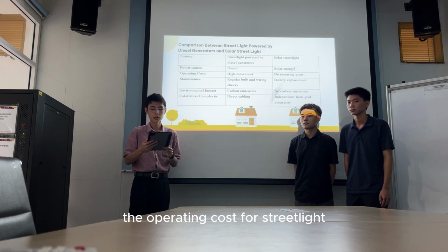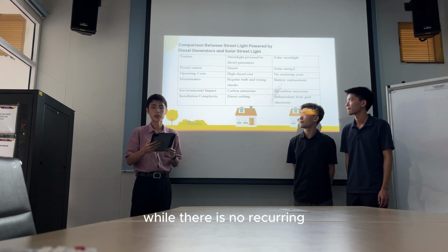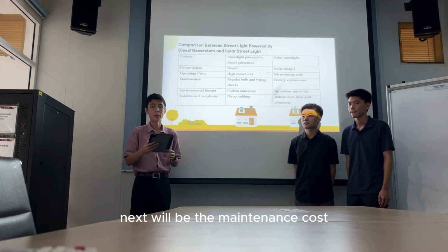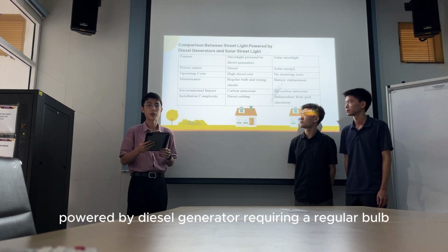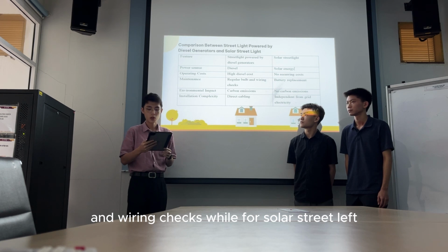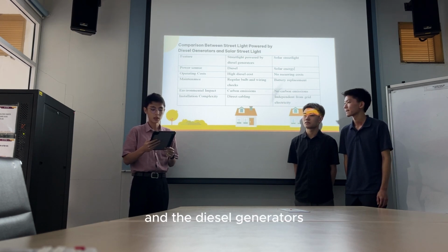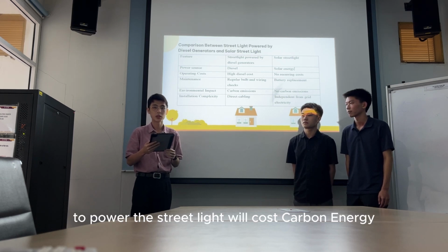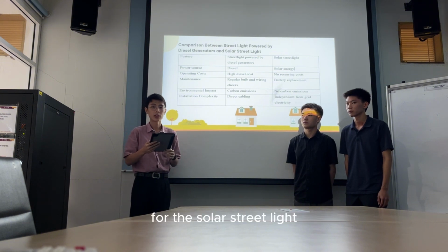The operating cost for a streetlight powered by a diesel generator is very high, while there is no recurring cost for a solar streetlight. Next will be the maintenance cost. A streetlight powered by a diesel generator requires regular bulb and wiring checks, while a solar streetlight requires battery replacements every several years. And the diesel generators powering the streetlight will cause carbon emissions, while there will be no carbon emissions for the solar streetlight.